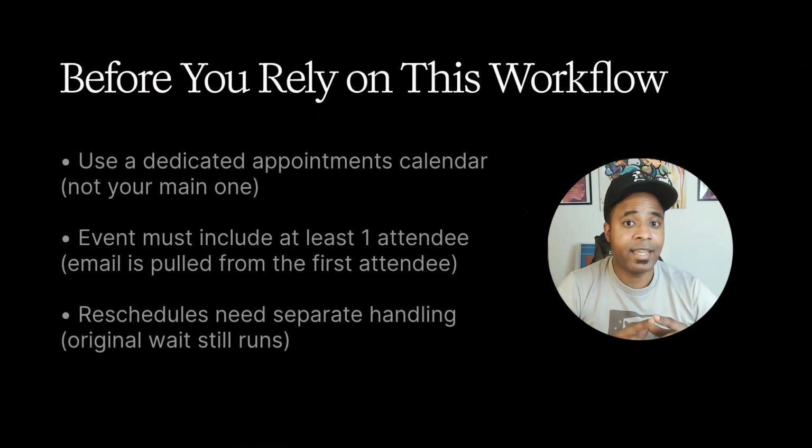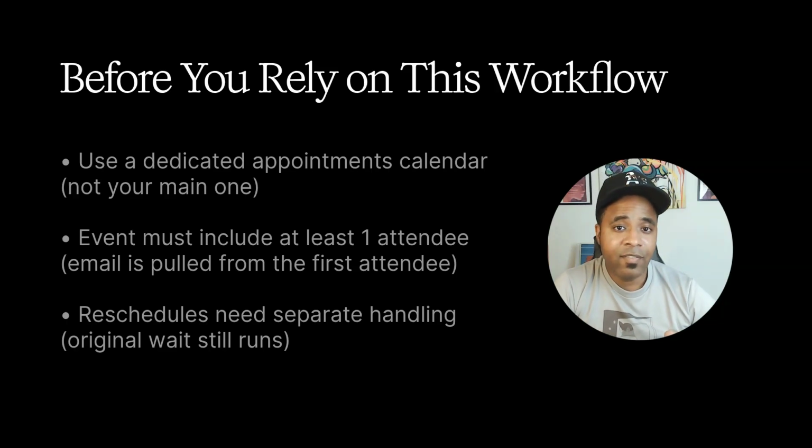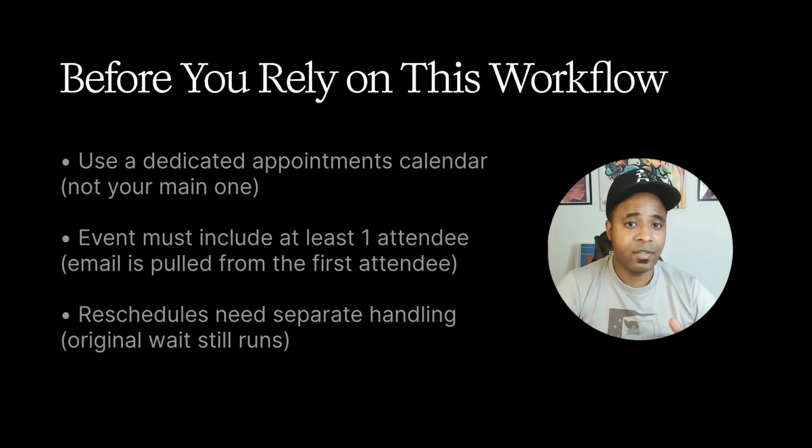Now here are a few things worth noting before you rely on this fully. The trigger fires on any new event in the calendar that you select, so make sure you're pointing it to a dedicated appointments calendar rather than your main one. The invitee email is pulled from the first attendee on the event, so the event needs to have at least one attendee added for the emails to go anywhere. And if an appointment is rescheduled rather than canceled, the original wait node will still run. So you'll want to handle rescheduling as a separate trigger event to manage that cleanly.